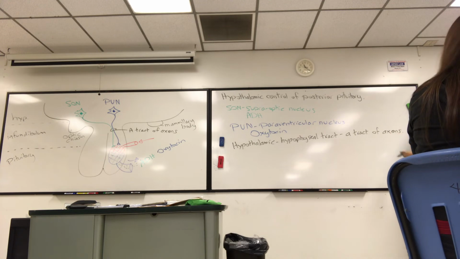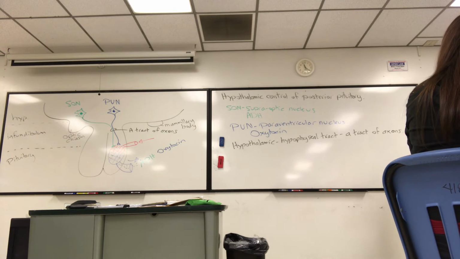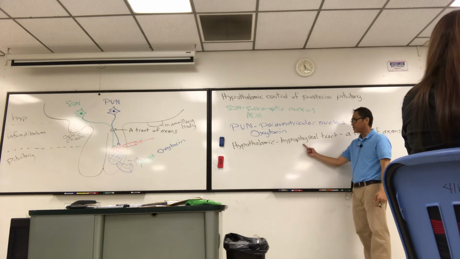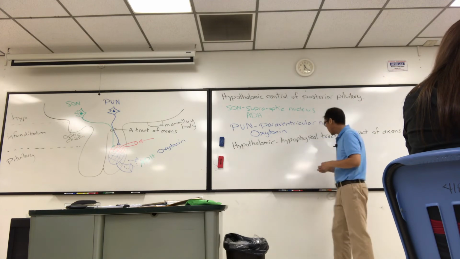It's using that infundibulum as a structure to get from point A to point B, so you can launch the hormones into the bloodstream. Hypothalamic, obviously, refers to those 2 structures. Hypophyseal refers to the pituitary, and hypothalamic refers to that region.